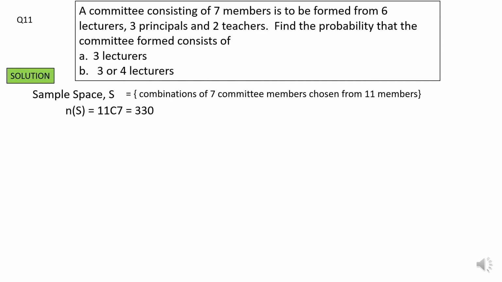11C7. Why 11? Because in total we have 6 lecturers plus 3 principals plus another 2 teachers. So altogether we have 11 members. So from this group of 11 members, we are going to choose 7 members. So 11C7. Okay, now you can use your calculator to get the value.